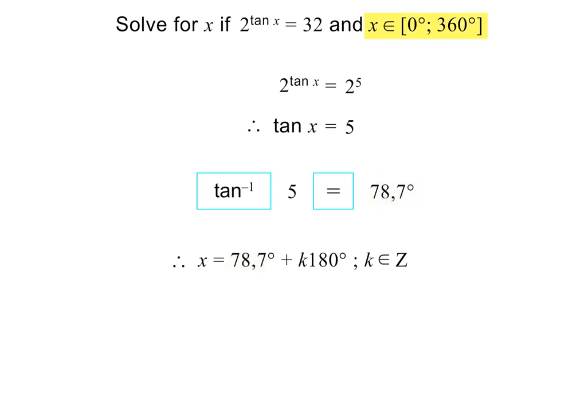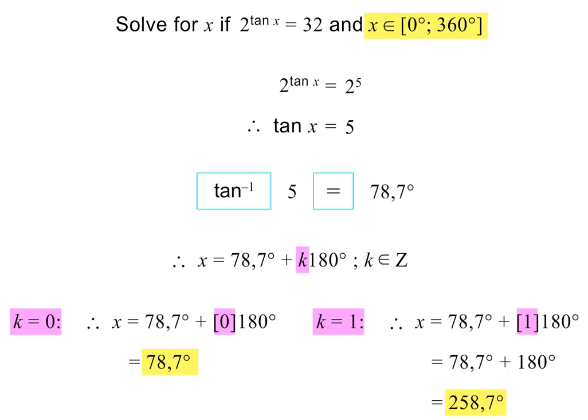Let's now use this general solution to find all the valid solutions that lie in the interval 0 to 360 degrees. When k is equal to 0, we get 78,7 degrees, which is a valid solution because it lies in the interval 0 to 360 degrees. When k is equal to 1, we get a second valid solution. These are the only two solutions, because if we let k equal 2 or any other integer value, we will get solutions that lie outside the interval 0 to 360 degrees. This completes the question.